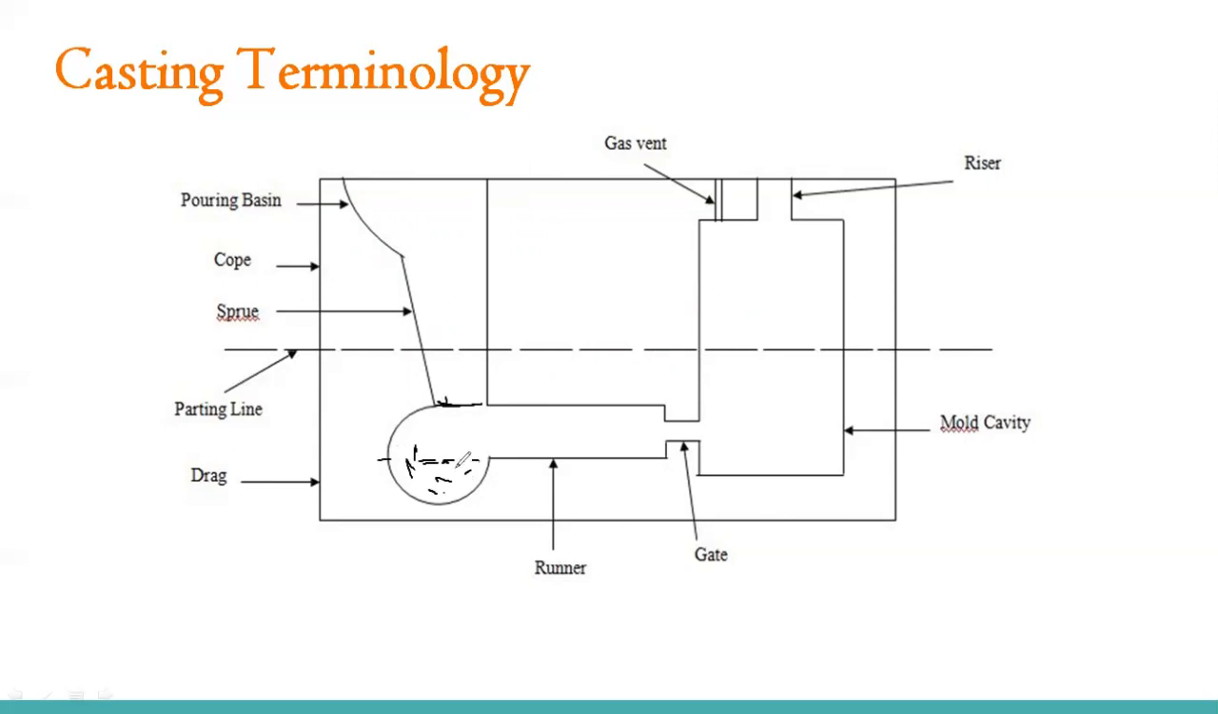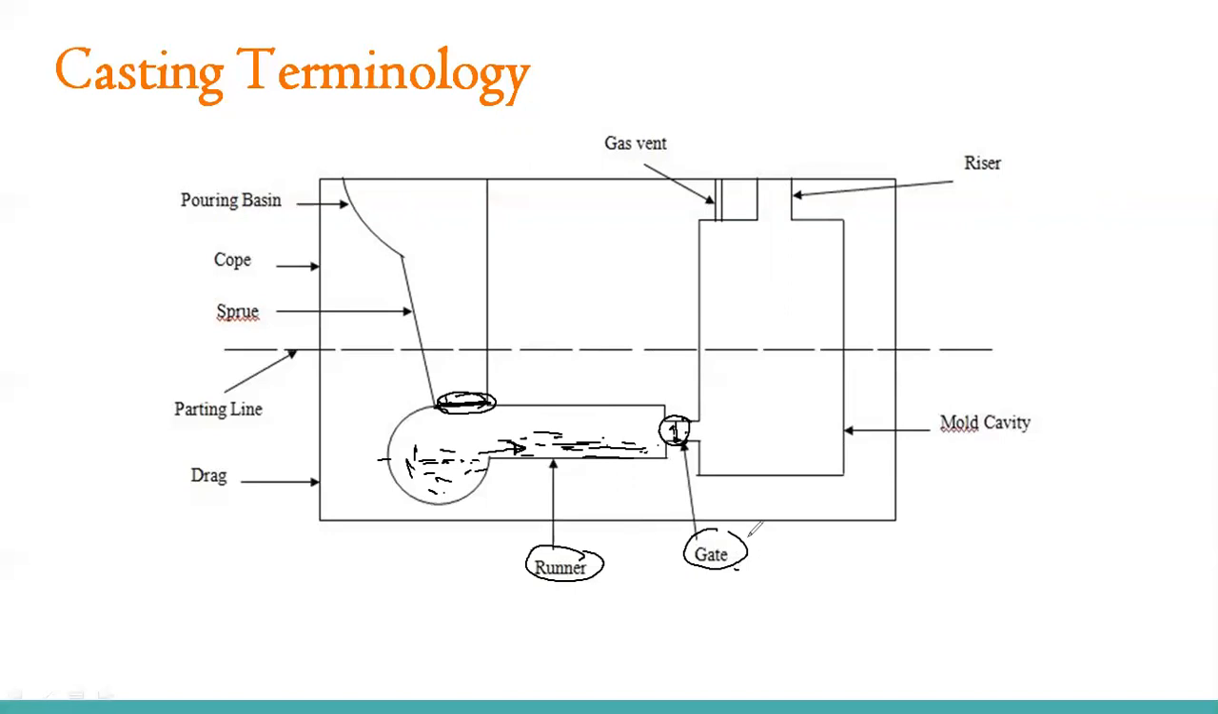When it fills up to this height, it starts moving inside this runner. So the runner is basically a horizontal passage. This molten material starts filling it, and after the runner we are using the gate. If you compare the area of this gate with the area of the bottom part of this sprue, then the area of this gate is less.